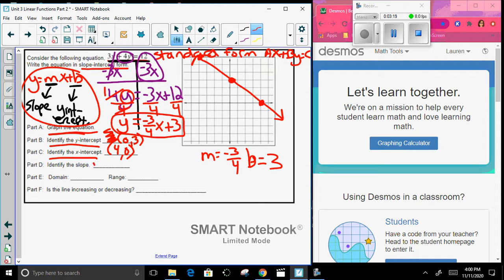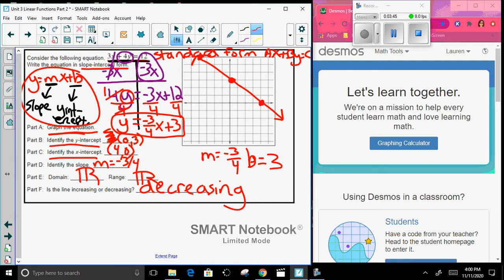Identify the slope. We've already done that. So m equals negative 3 divided by 4. Now think about this. When you look at this graph from left to right, it is going down, so it is decreasing. Your domain and your range. Your domain is your x values, your range is your y values. You're going to get all real for all of these. Whenever it makes a line like that, it's going to be all real numbers.